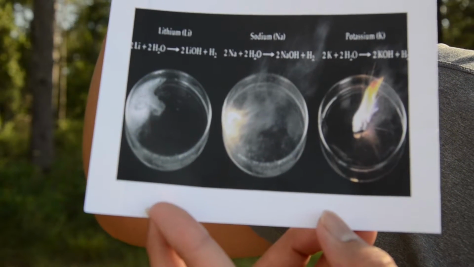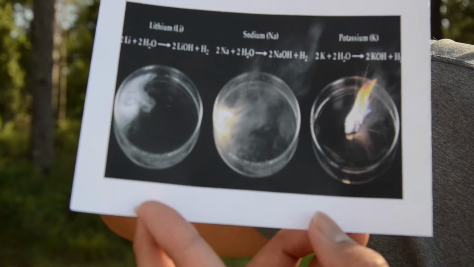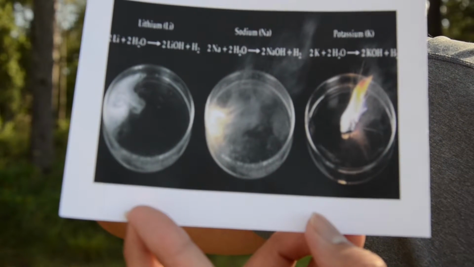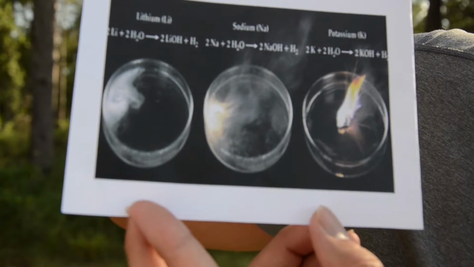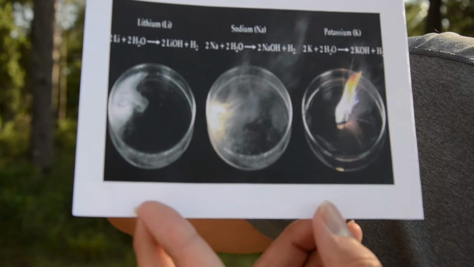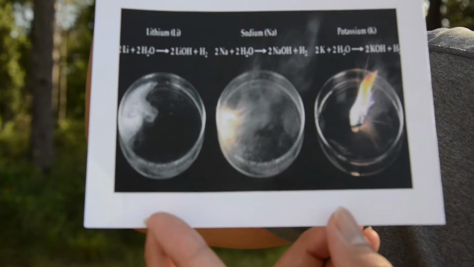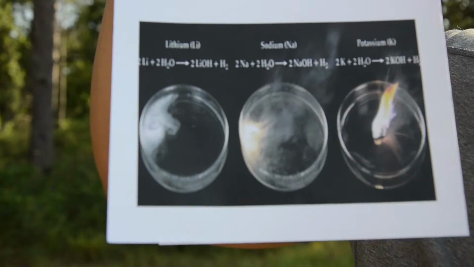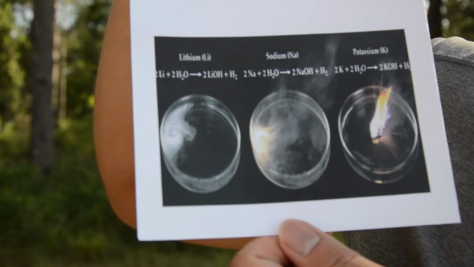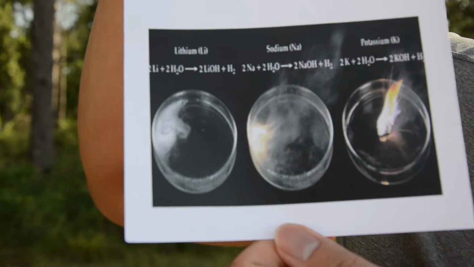For example, over here I have the alkali group reacting with water. The reaction becomes progressively more vigorous as we move down the group: lithium, sodium, and potassium, because it tends to lose electrons faster.